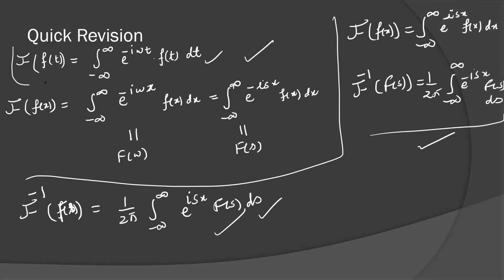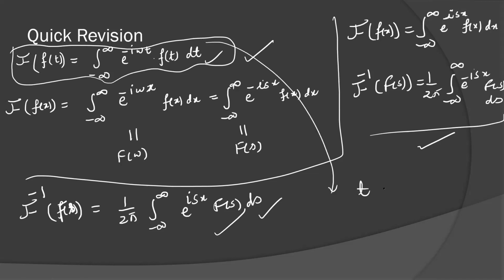I discussed this definition earlier in part 1 and part 2, but today I will change the notation t to x and omega to s. As this is very familiar from AKTU, I will use the notation which is asked in the AKTU examination, because ultimately you have to solve the problem. So don't be confused with the variables.